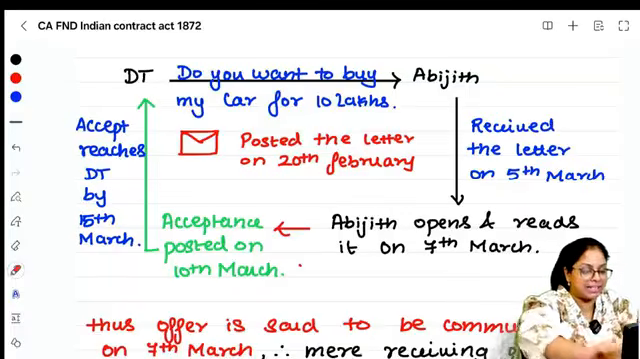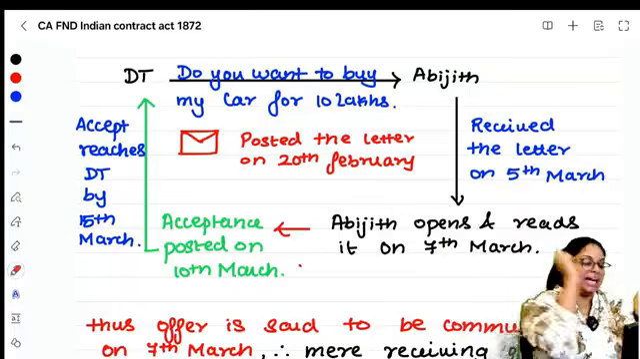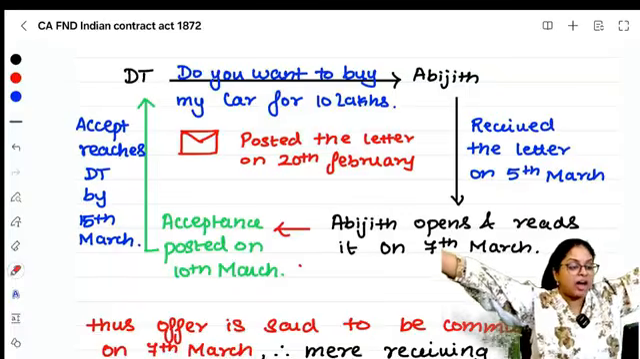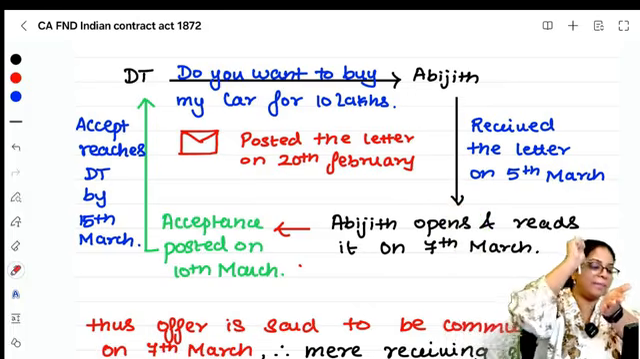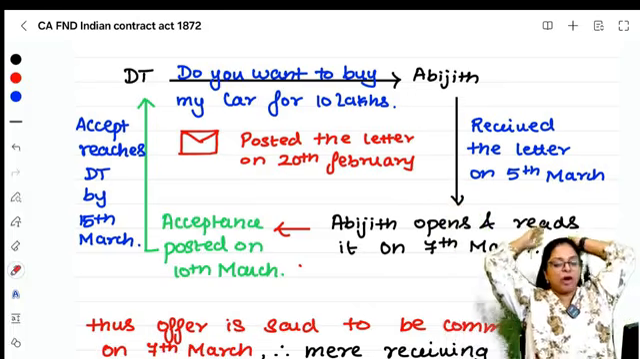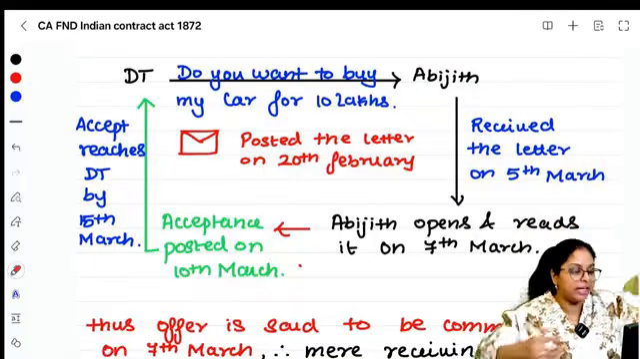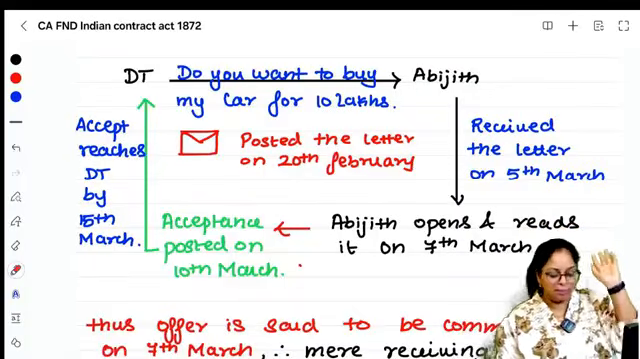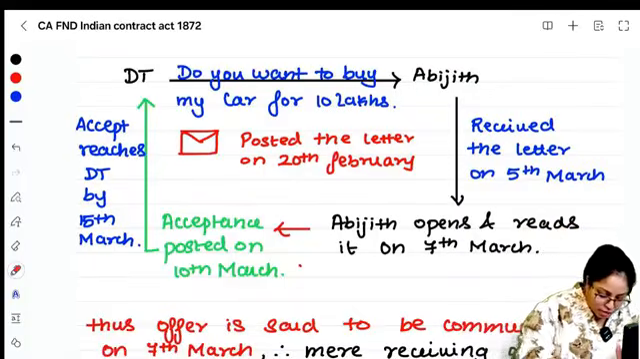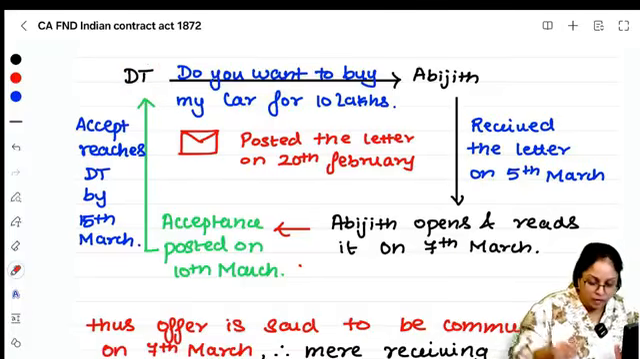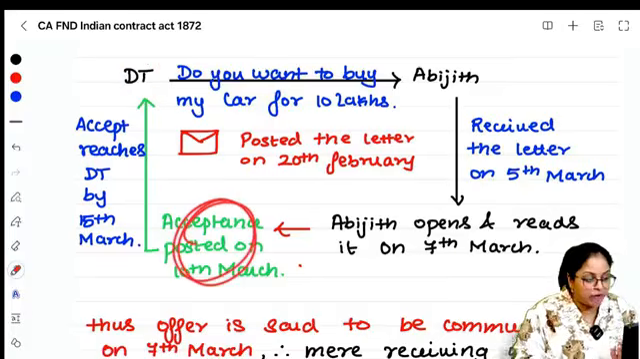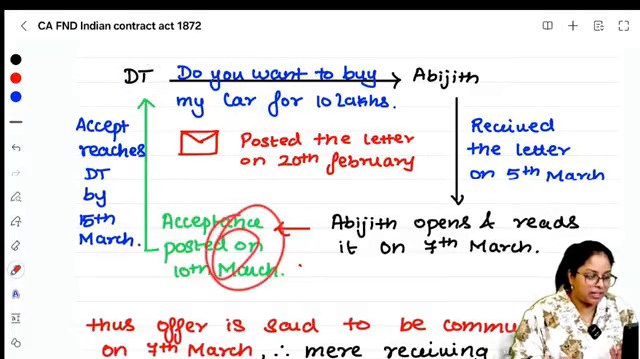A lighted matchstick to a train of gunpowder. The moment offer meets acceptance, it is only what? Boom, boom, blast. Very good. Can you revoke it? No, it is only blast. Are you able to understand? So, DT will not be able to revoke her offer on or after the 10th of March.